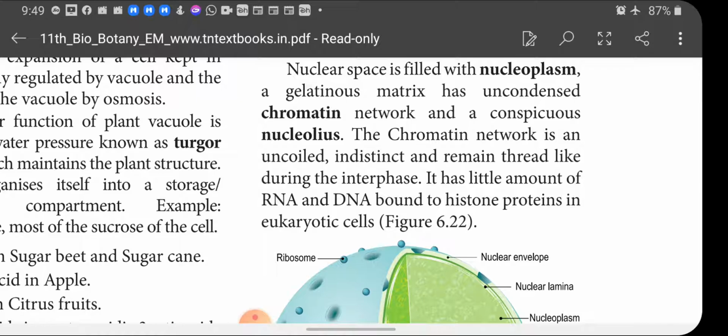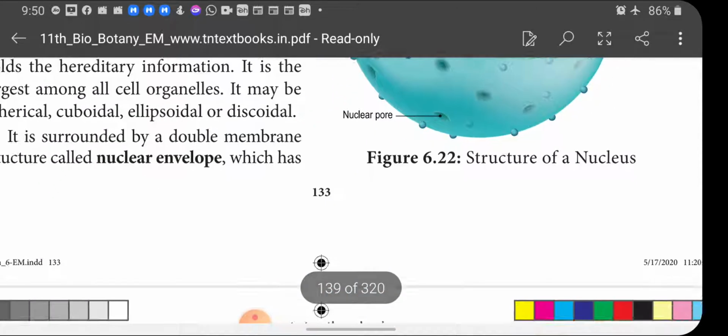There are various stages we can see in cell division. One of the stages is called interphase. In the interphase stage, the chromatin forms a network structure which is uncoiled, indistinct and thread-like. This chromatin reticulum consists of a little RNA and more DNA bound to histone protein in eukaryotic cells. Okay, right.